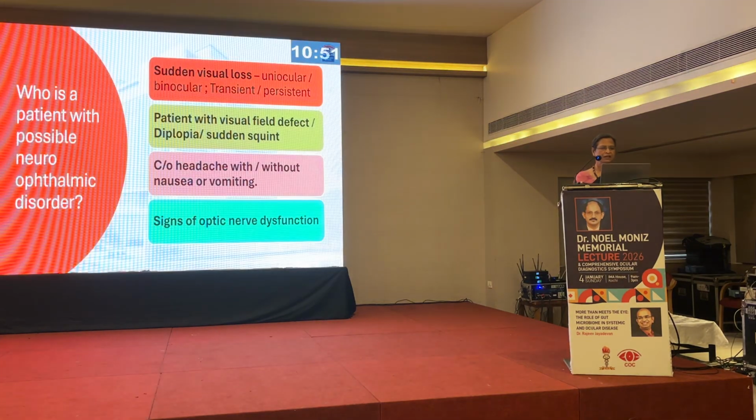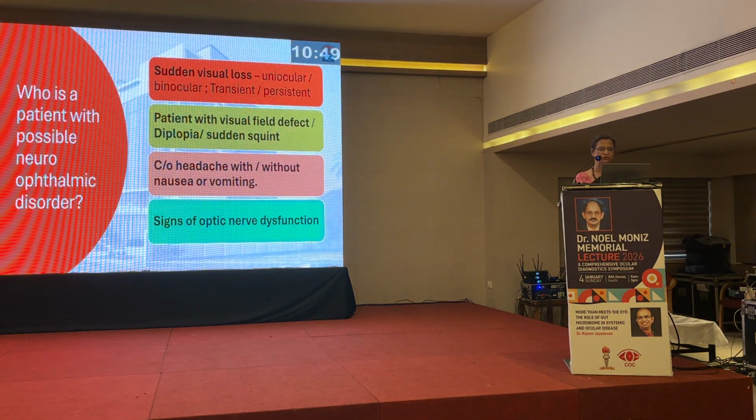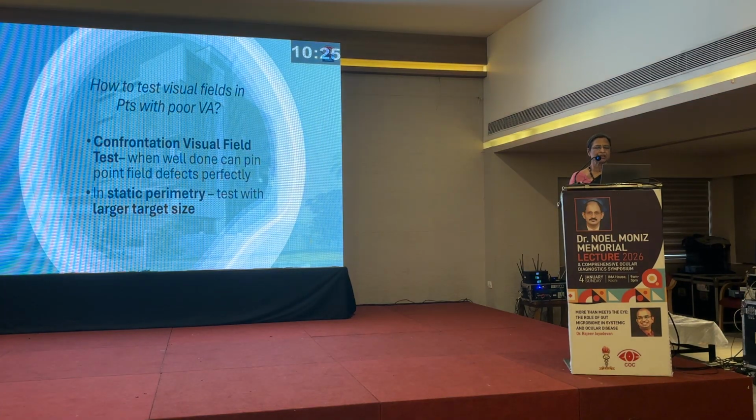Visual fields. Who is this patient who probably has some neuro-ophthalmic disorder? They are the patients who come to us with sudden visual loss, patients who complain of visual field defect or diplopia or sudden appearance of squint, patients with headache with or without nausea and vomiting, and when we find some evidence of optic nerve dysfunction.